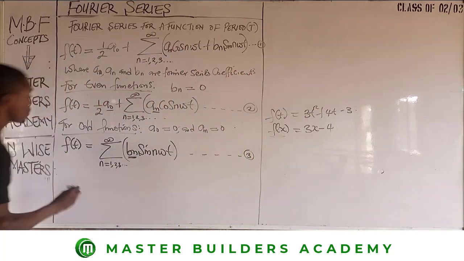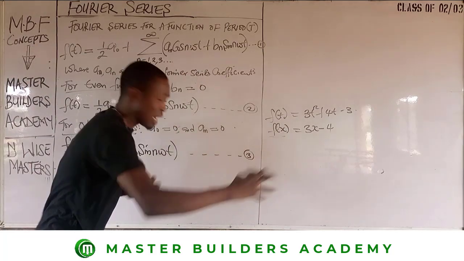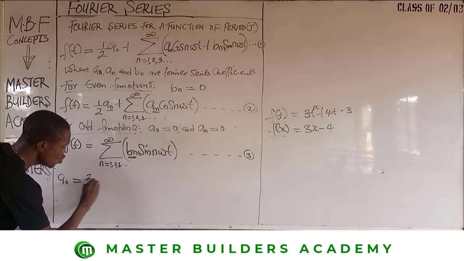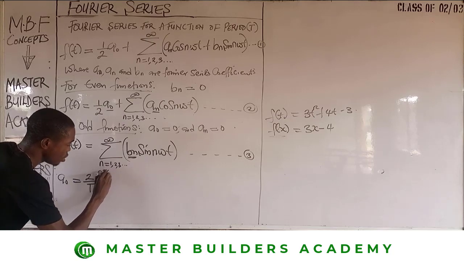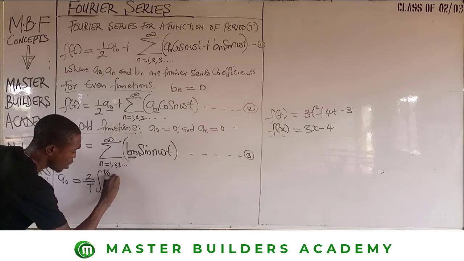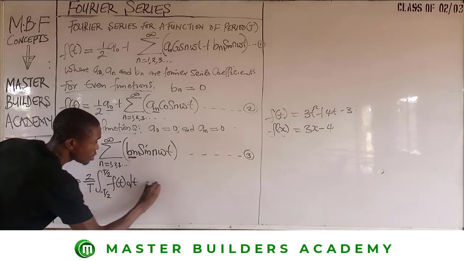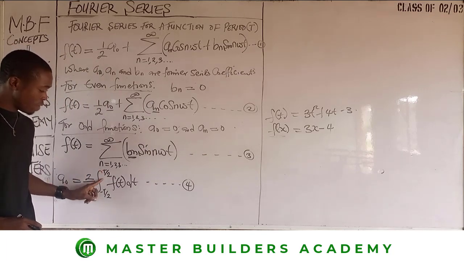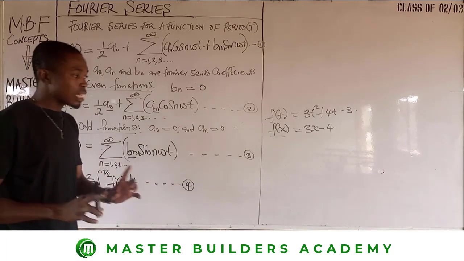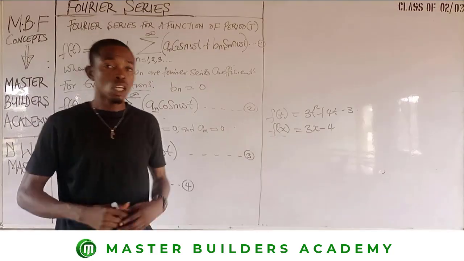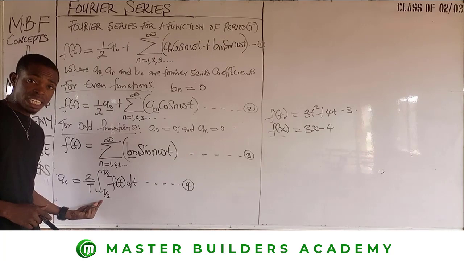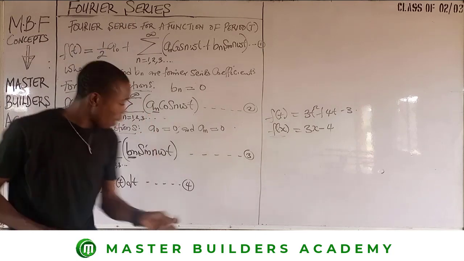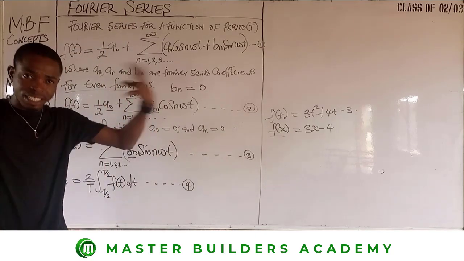Okay, so what do we need to do now? We begin to analyze how to find a naught. So a naught is given as 2 over T integral from negative T over 2 to T over 2 of f of t dt. This becomes our equation 4. Now this is where the concept of period comes in. It starts from negative half of T to positive half of T to complete one cycle. I will explain the mystery behind this later on, but let's deduce all the equations.